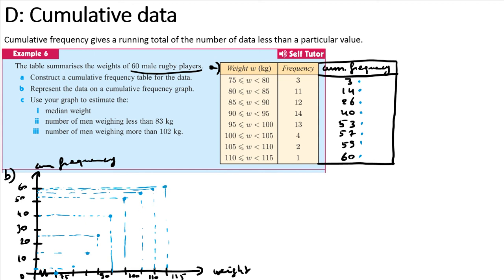And then we have to connect them. So we start here. Have to go through all of them. And that is the cumulative frequency graph. That's how you create it. And then for C, we have to find, using the graph, we have to estimate the median weight.